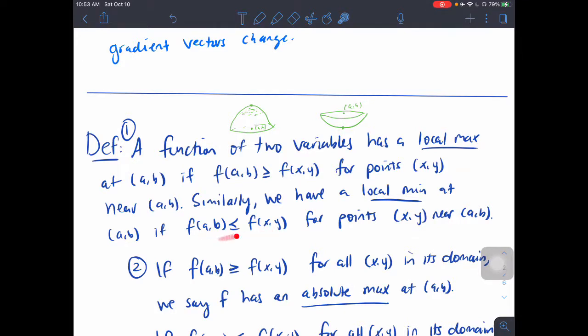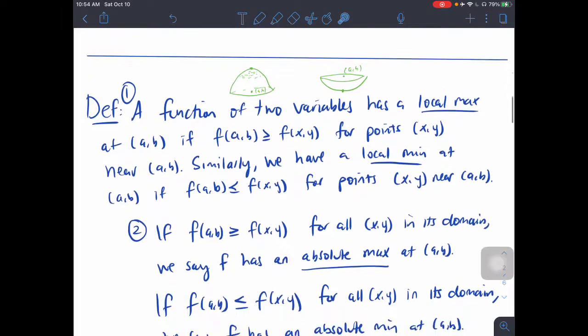And that's kind of what this is saying. So this is a local minimum, right? When you're close to the point (a, b). Far away, who knows? There might be something even lower. But when you're close to that point, its output is the smallest one around there.